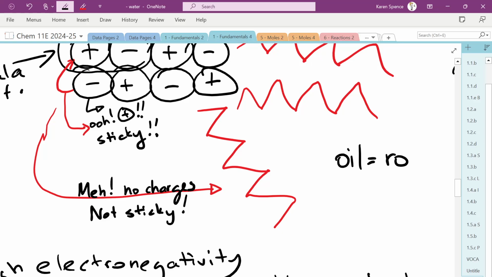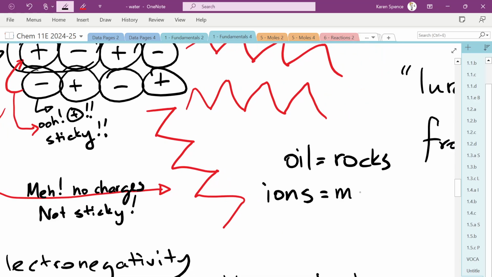So the oil is like the rocks, and the ions are like the magnets. Whoops, I forgot a vowel. I'd like to buy a vowel. Do you guys even know what that means? No.